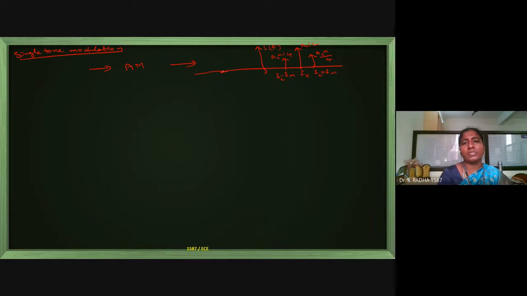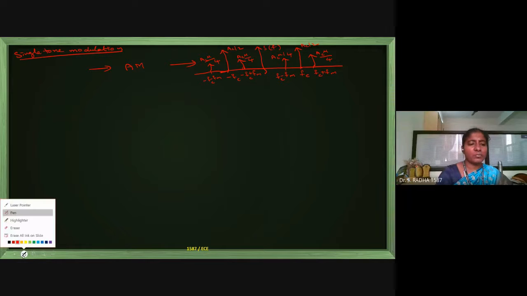Similarly, on the negative side, at minus Fc, minus Fc plus Fm, and minus Fc minus Fm, three pillars are there: the center and the sideband pillars. Center is AC by 2, and sideband is AC mu by 4. Okay, this is about AM.